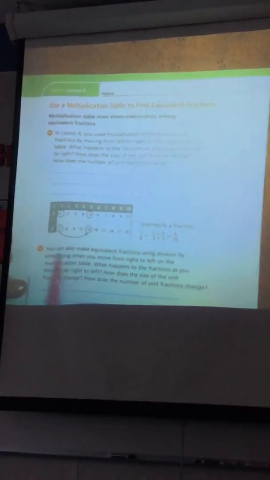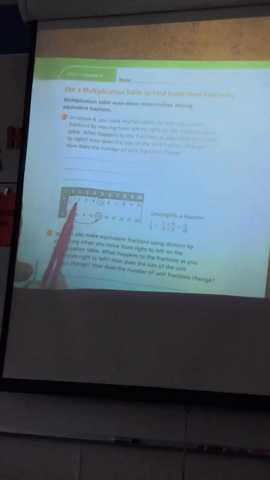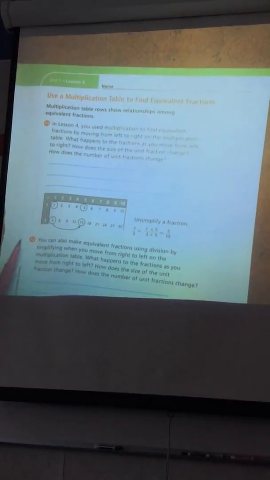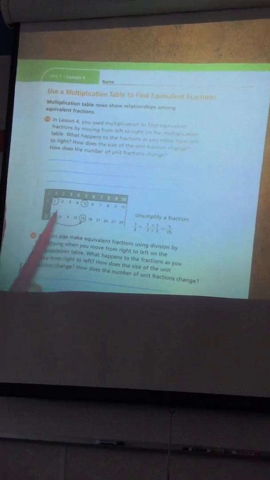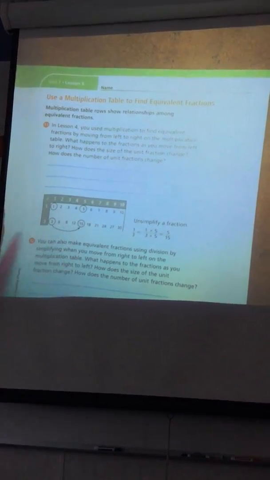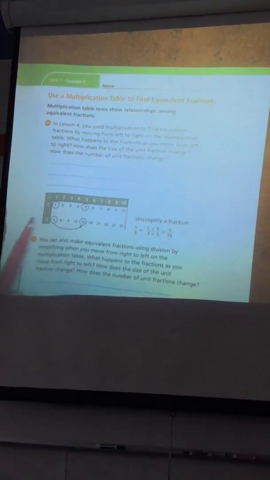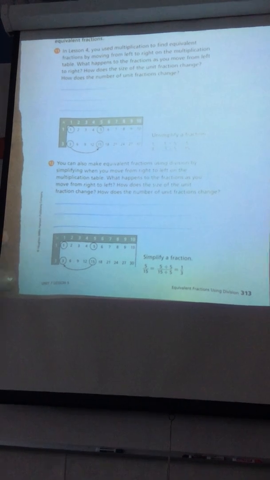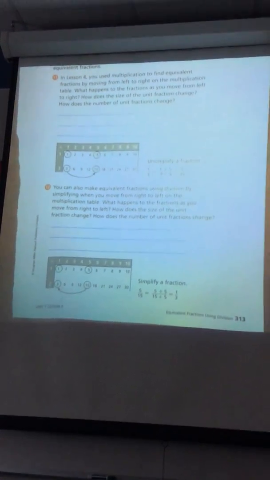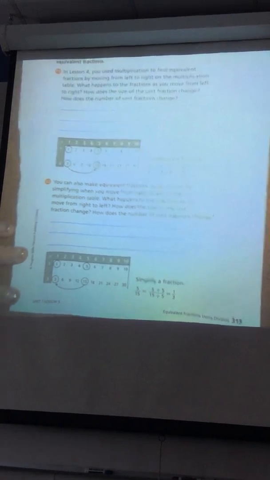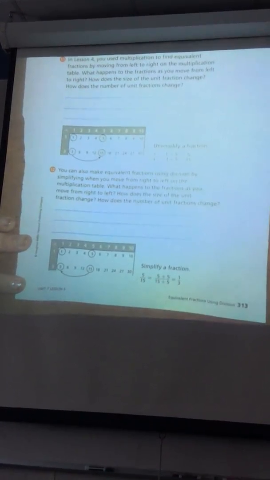So if I have, just think about our pizzas, right? So if I have 1/3, if I have 3 pieces of pizza and I get one of those, it's going to be bigger than if I get the smaller 2/6. But even though they're smaller pieces of fractions, they're all equivalent. And we talked about that last time, okay? So you can also do the same thing using division by simplifying when you move from right to left. So pretty much what they're saying is you can go the opposite way to simplify.